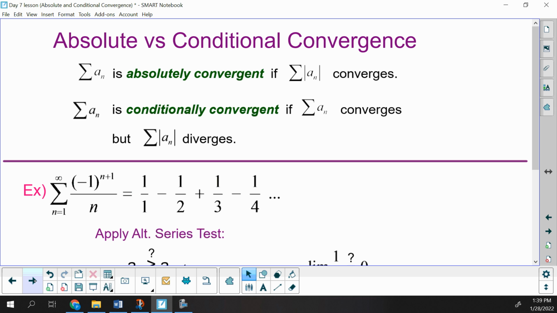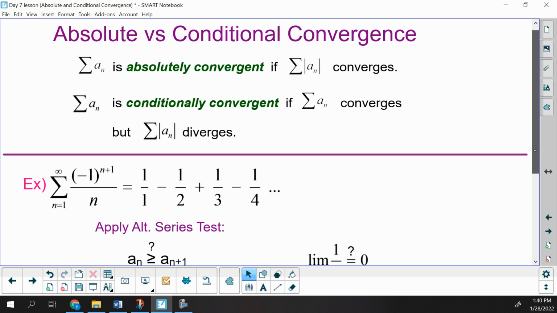So we say that a series is absolutely convergent if the absolute value of that series converges. We say it is conditionally convergent if the original series converges, but the absolute value series diverges. Now, if the original series doesn't converge, well, then the whole thing is just divergent.